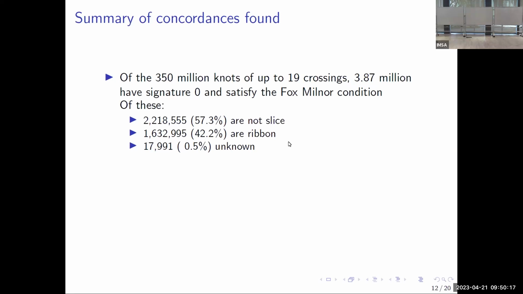In theory, you could ask which knots are concordant to each other, even if you know that they're both definitely not slice. But there are like 350 million of these, so that takes a lot of computing power. So we really just focused on the ones that had a chance of being slice.